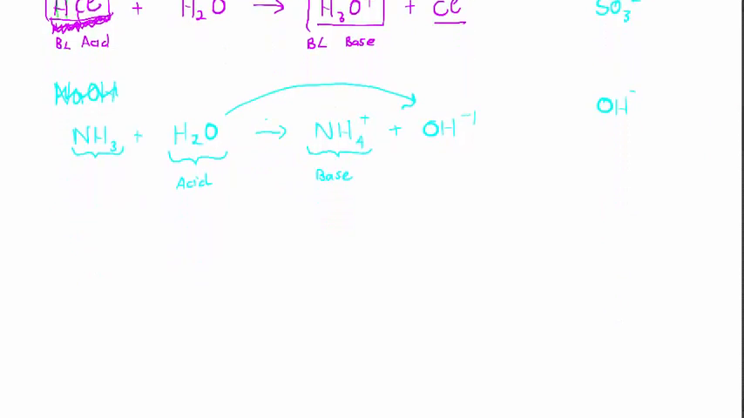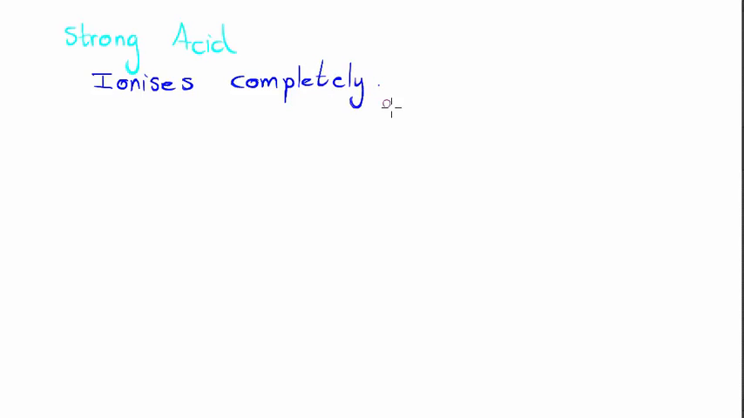Okay. Let's move on to when is something a strong base or when is something a weak base. A strong base or a strong acid, let's start with a strong acid. A strong acid is something that ionizes completely. Or almost completely. We can also say dissociate. That's for bases, because bases dissociate and acids ionize, isn't it?